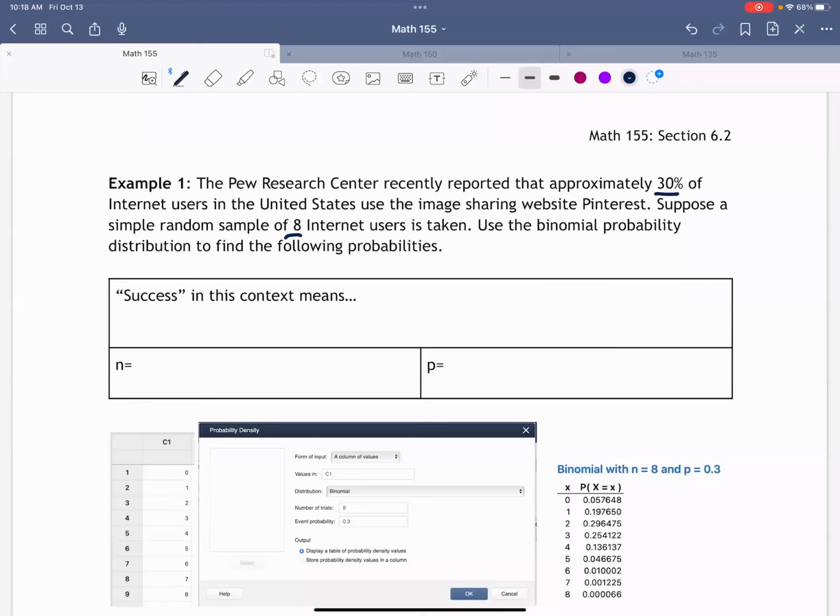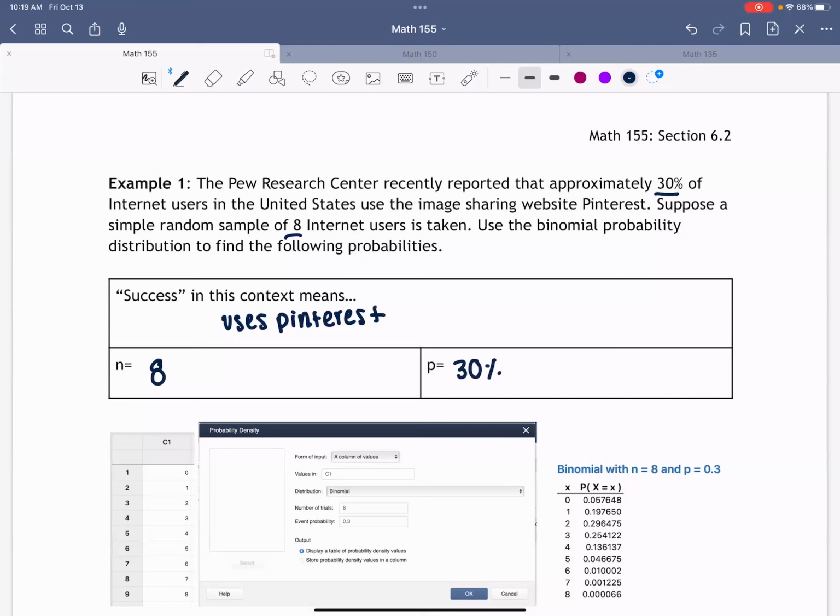They use Pinterest, right? So I'm going up to someone and asking, hey, do you use Pinterest? Yep, that's a success, right? Uses Pinterest. How many trials do you think I have? 8, right? Because I'm going up to a person, asking them if they use Pinterest, and I do that 8 times, okay? And the probability, I guess, is 30%, right?